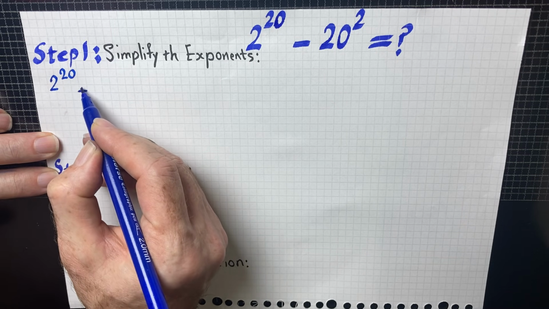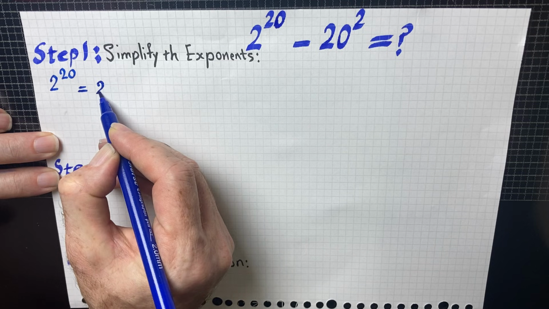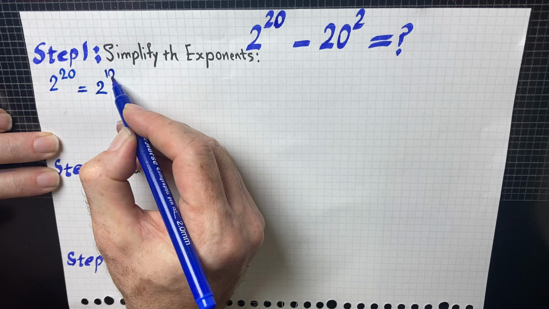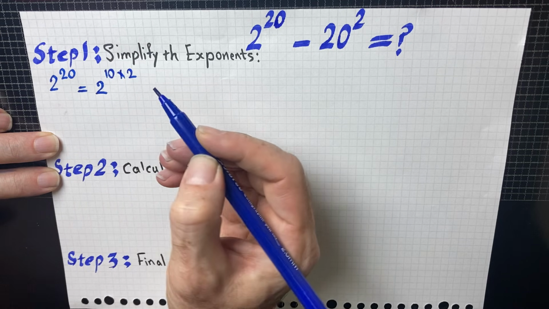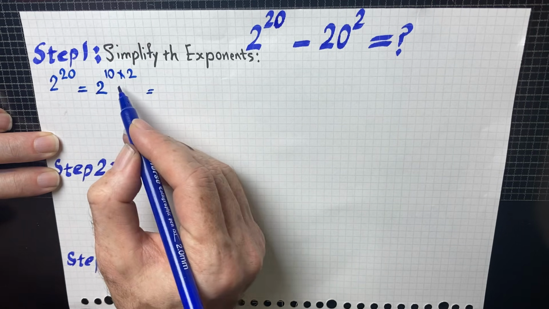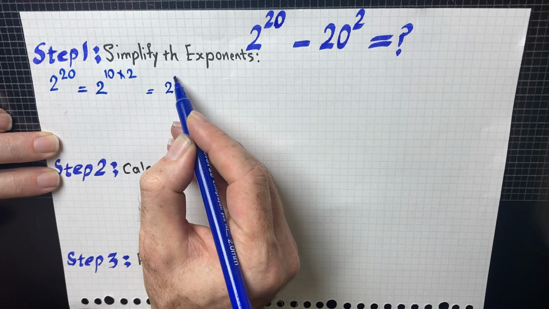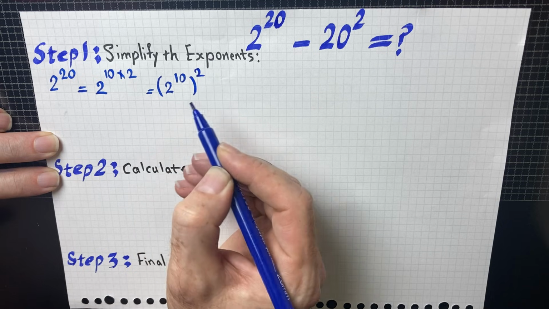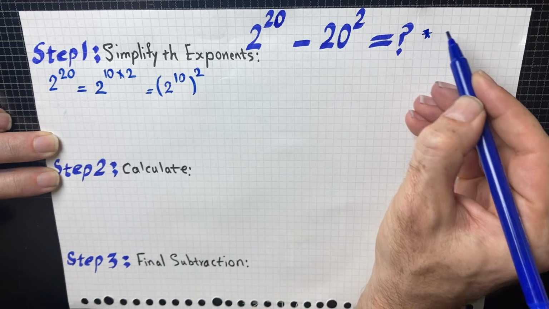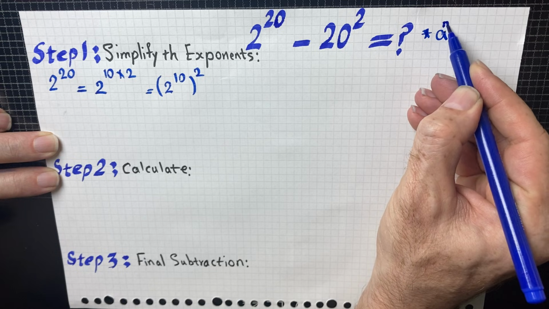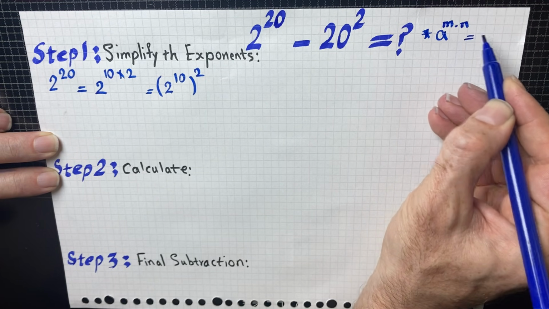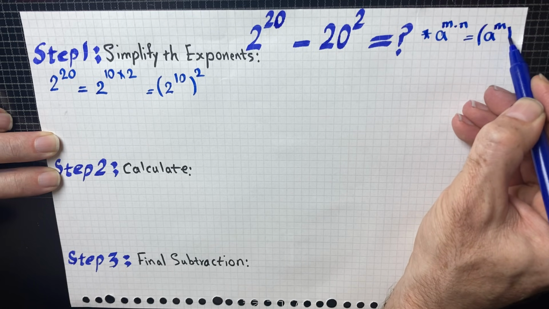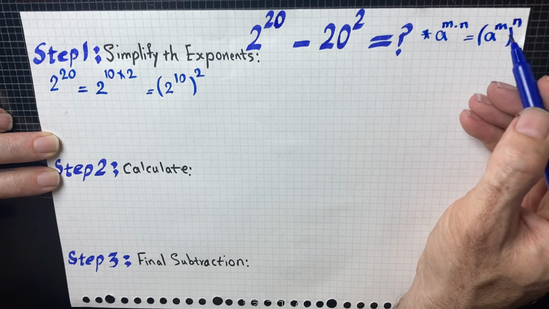So I rewrite it: I write the base 2. 20 can be written as a product of 10 and 2, right? Next, this can be written in the form of 2 raised to the power of 10, all of these raised to the power of 2. Why? Because of this rule that says a to the power of m times n can be written in the form of a to the power of m, all of these raised to the power of n.